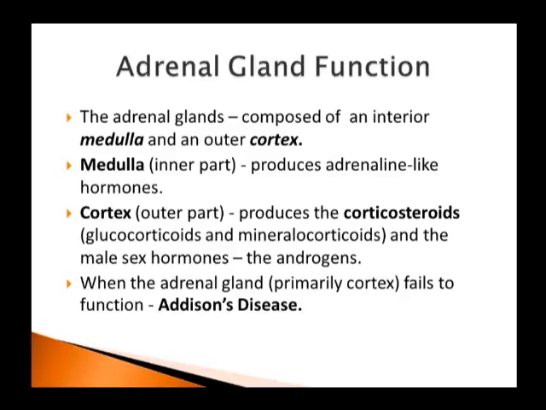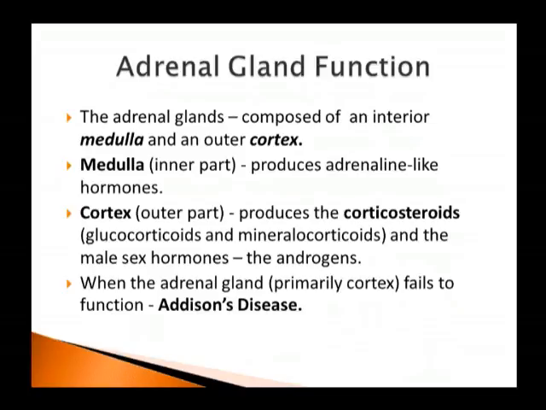The inner part is what produces a number of these adrenaline-like hormones. The outer cortex is what produces various things called corticosteroids. And this would include cortisol, aldosterone to help regulate mineral production, sodium, potassium, and also certain male sex hormones come from the adrenal glands as well.